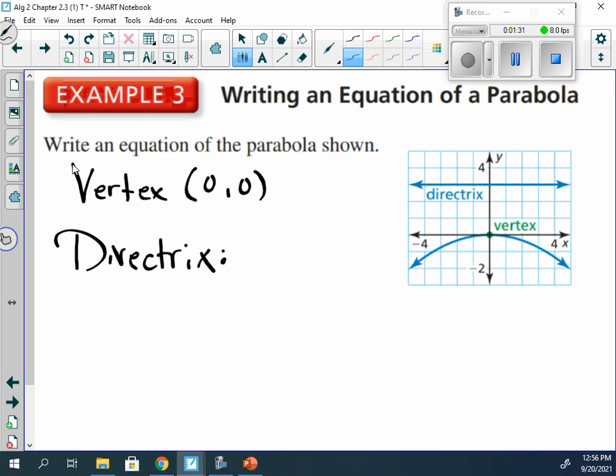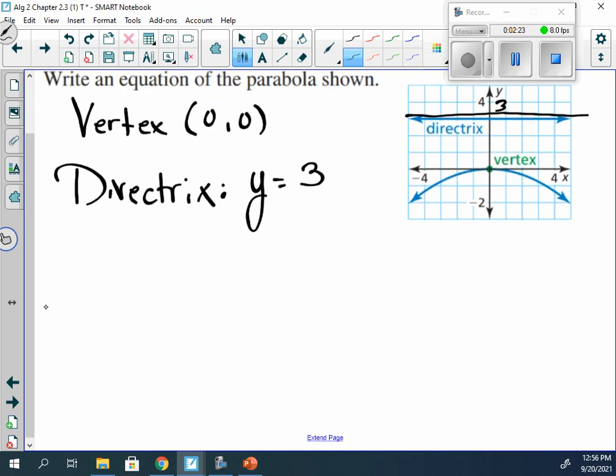They also give us the directrix, because they give us that line, that is the equation of the directrix. Now, with this equation of the directrix, would it be x equals or y equals? It would be y, because all of these points here have the y value of 3. So y is equal to 3. If it's x equals, it is going straight up and down. Horizontal is y equals. So they tell us the directrix is 3 and the vertex is 0, 0.